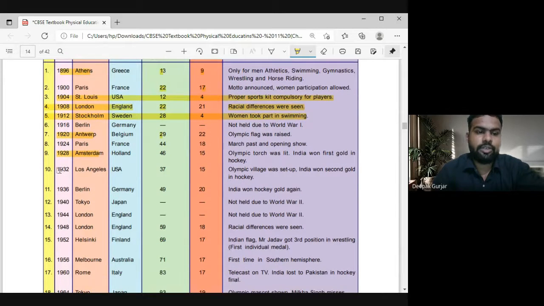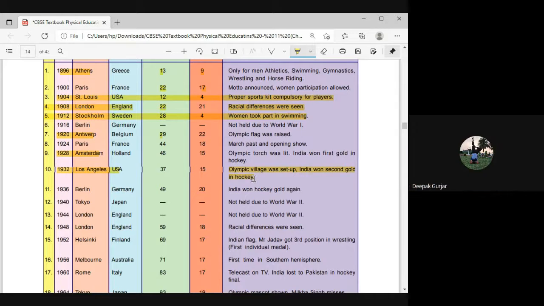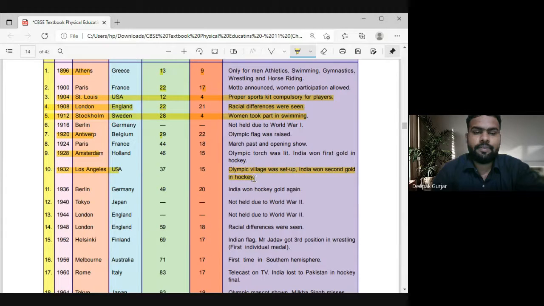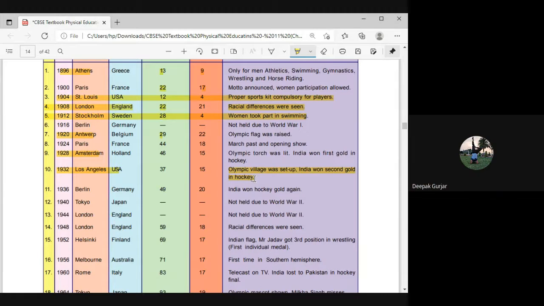Los Angeles. So in 1932, Los Angeles, USA, countries participated. 15 activities were there. Olympic village was set up. India won the second gold in hockey. So it was the second time India won the gold in hockey.